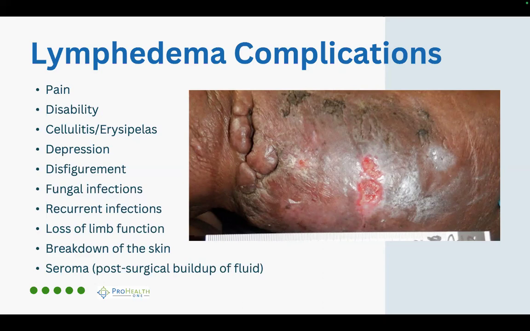Like we mentioned with cellulitis, another big part that you also see with this is fungal infections. And it's usually very disappointing because the infections are very, very recurrent. You always notice that you're going through cycles where you're treating these infections in people with lymphedema. Even when they improve, they tend to come back. Again, breakdown of the skin, and then this is more of a post-surgical issue with lymphedema, where people tend to get a lot of seromas, which is just a collection of fluid after surgery. So that's something that always needs to be addressed.